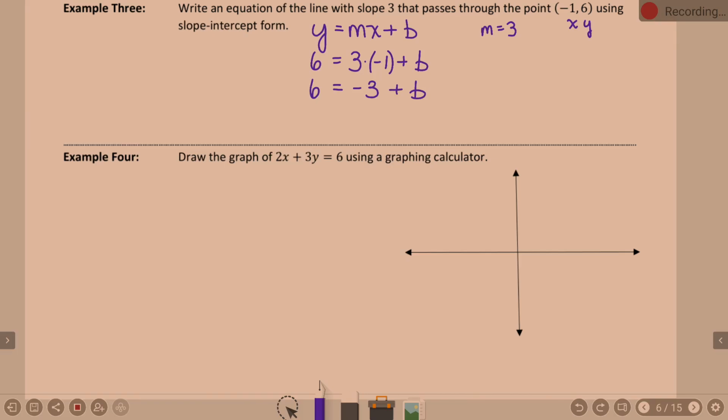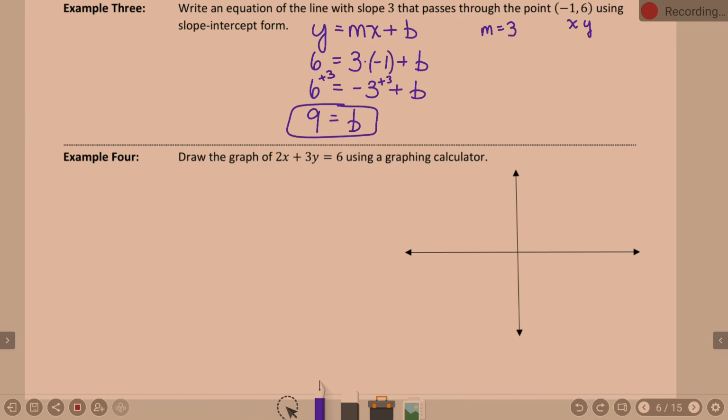What do we do to solve for b? Add 3 over, and b is 9. I just wrote the wrong thing. There we go. Oh my goodness. Why add 3? Having a rough day, you know, rough morning. There we go. Sorry, it's early in the morning.